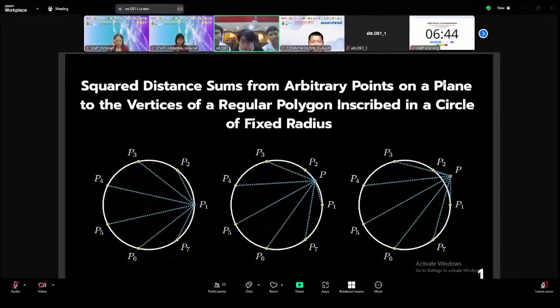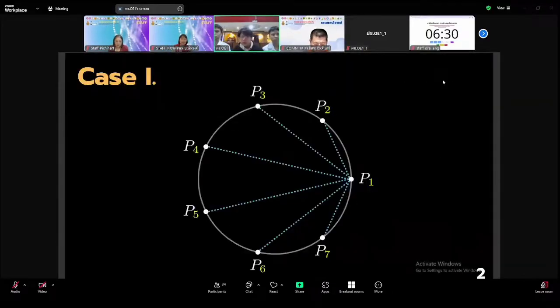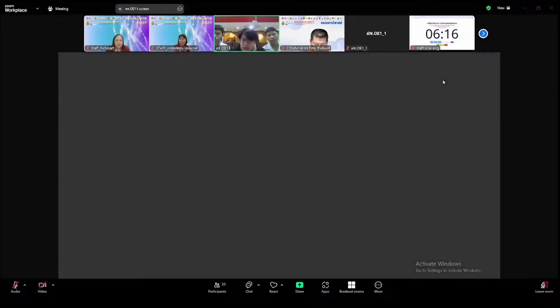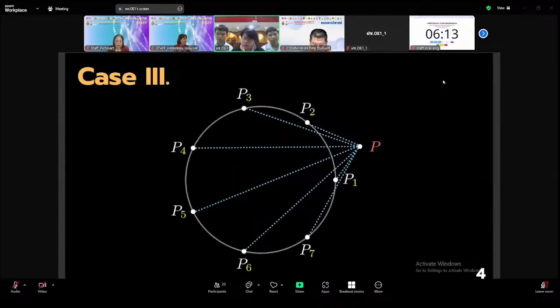The main objective of our project is to derive the general formula of squared distance sums from arbitrary points on the plane to the vertices of a regular polygon inscribed in a circle of fixed radius. To make our analysis clearer and more complete, we divided the problem into three cases. The first one is when the point lies on a vertex of the polygon. The second is when the point lies on the circle. And the last one is when the point is anywhere on the plane. Let's walk you through our findings.